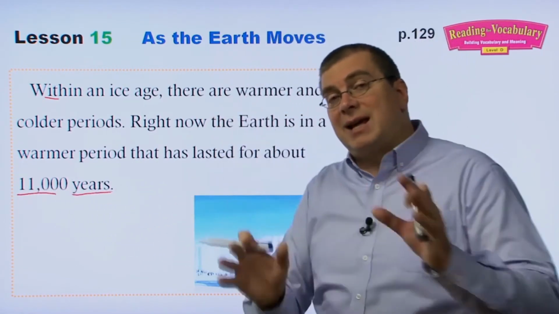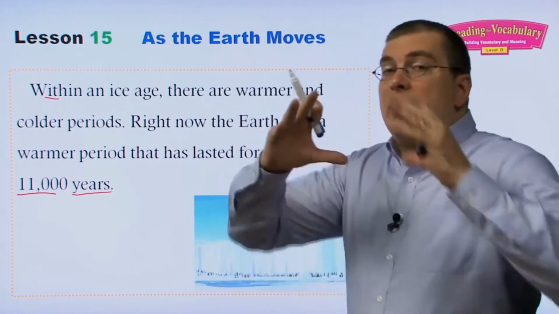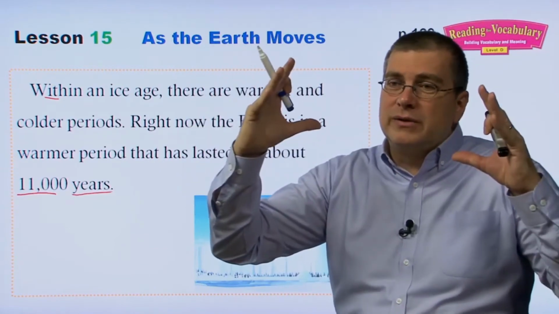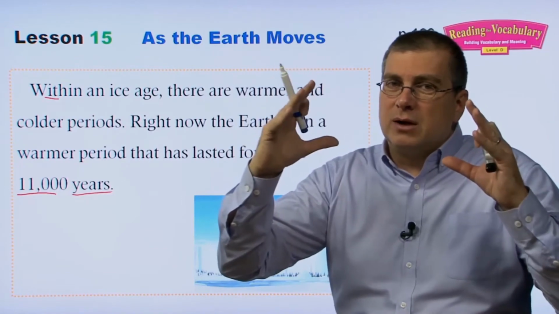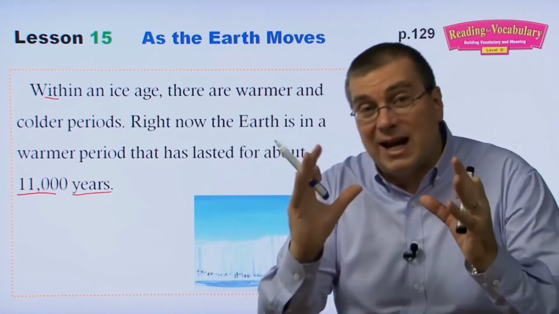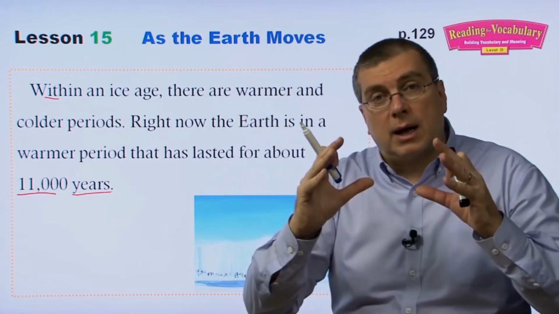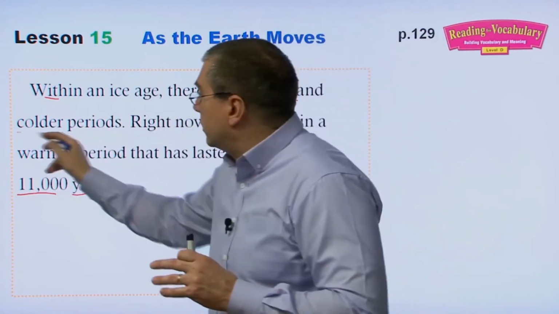Interesting. So technically, we are still in an ice age, but during the ice age, right? The ice age lasts millions of years, so it's not always the same during those millions of years. Sometimes it'll get warmer, sometimes it'll be colder. It's still an ice age, but it's just a warmer ice age or a colder ice age.